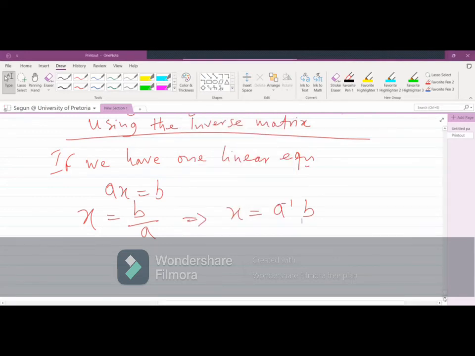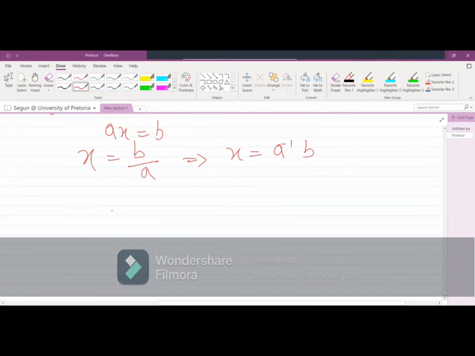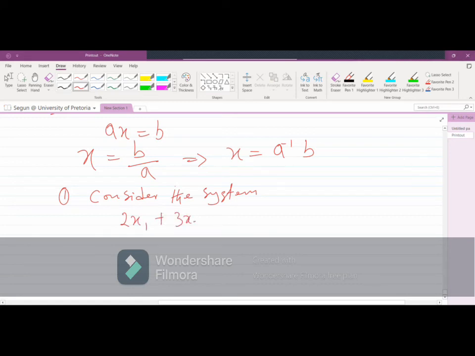From here, we can now say that we can solve this problem. Let's look at the example. Example 1. Consider the system: 2x1 plus 3x2 equals 5.